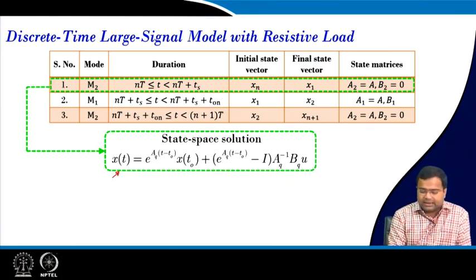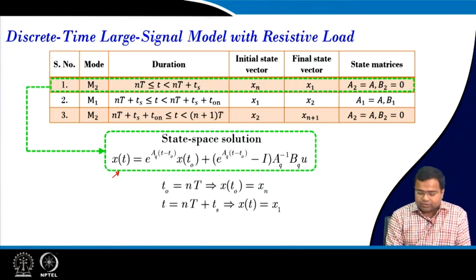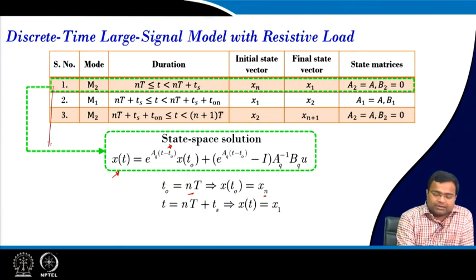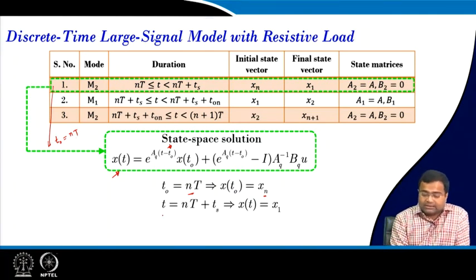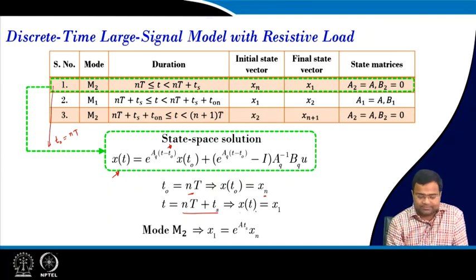So, for this state it starts with Xn. You substitute here: what is t0? t0 is nT, that is the initial time for this state, and x(t0) equal to Xn is the starting value, because if you take this mode, the time starts from nT. And what is the final time? The final time of this state will be nT plus Ts. So, X1 is equal to x(t).